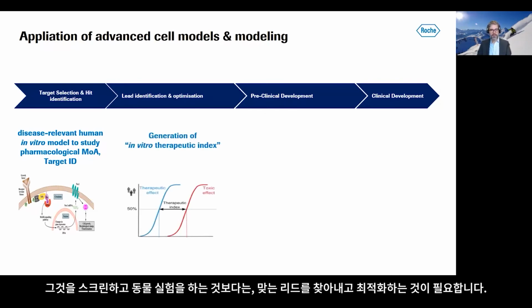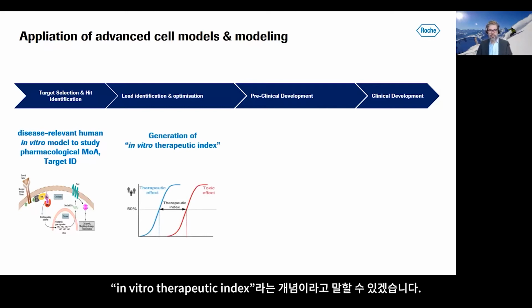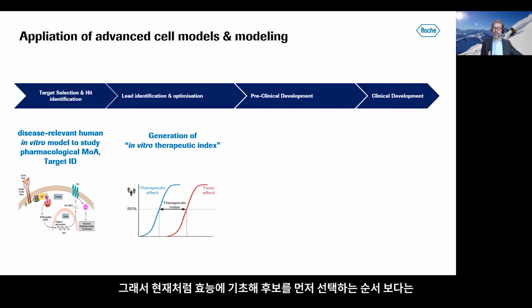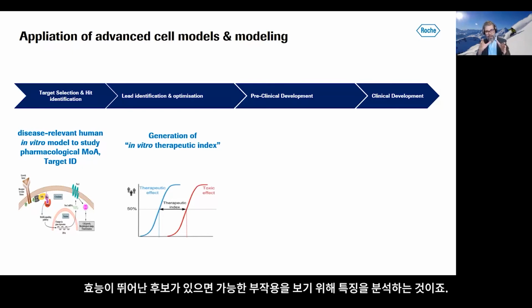We also think that rather than using long screens and also animal testing, for the phase of identifying the right lead and also optimizing one, we like the concept of the in vitro therapeutic index, so that we test using such human cell-based models, both for their efficacy, but also for their toxicity, and make the selection directly. So rather than sequentially, as it is today, where you first select a candidate based on its efficacy, and once you have a highly efficacious candidate, you start characterizing it for potential side effects.